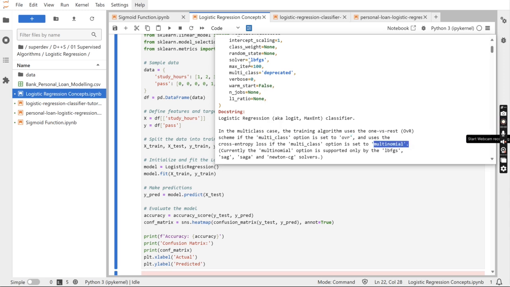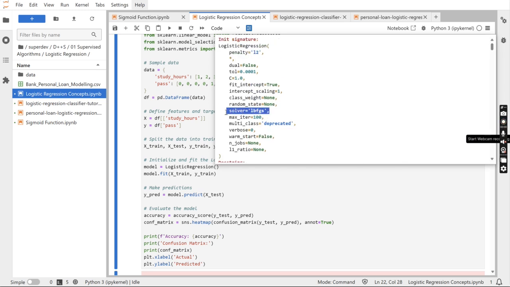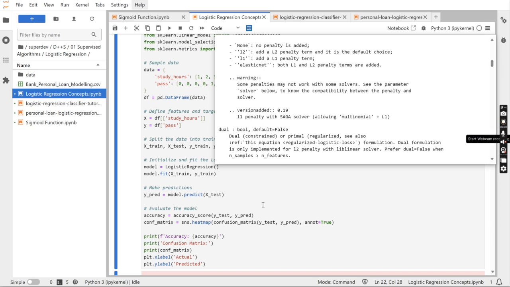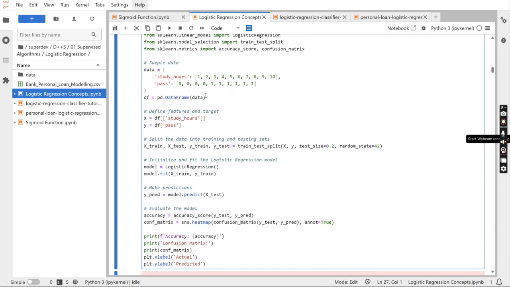Now the interesting thing is the solver itself. The rest are all very simple things that we can understand. But the solver itself is very interesting. I'll come to the solver. But those are the things that are happening in logistic regression.